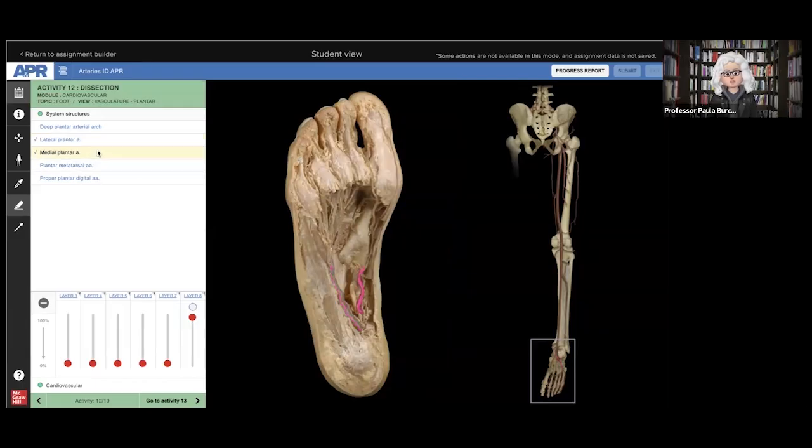So that would be lateral. We'll have a medial one on the same side as your big toe. We're going to have some metatarsals there. And we'll have a proper plantar digital. And then we're going to have a deep plantar arch.